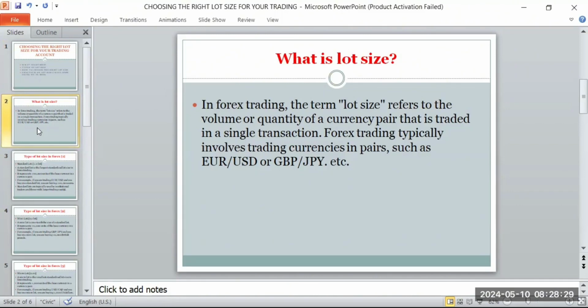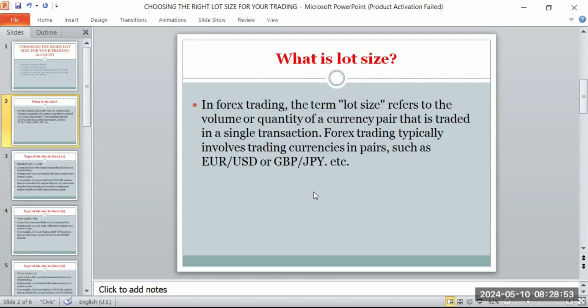If you want to learn more about lot size, I have one of the videos on my channel, so just search for it. I have explained lot size thoroughly for you. Forex trading involves trading currency pairs such as EUR/USD, GBP/JPY, and so on. If you are going to buy any of these currencies, you buy them in lots.